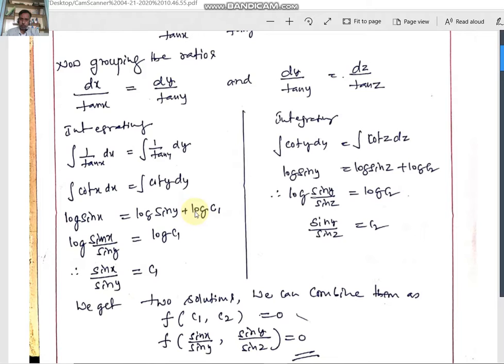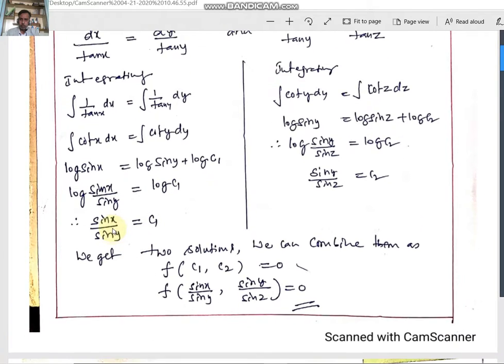We could write just c1, but let us write log c1. Then shift log sin y to the left hand side. It becomes log sin x minus log sin y, which is nothing but log of sin x by sin y is equal to log c1. Cancelling log, sin x by sin y is equal to c1. This is one function we got.